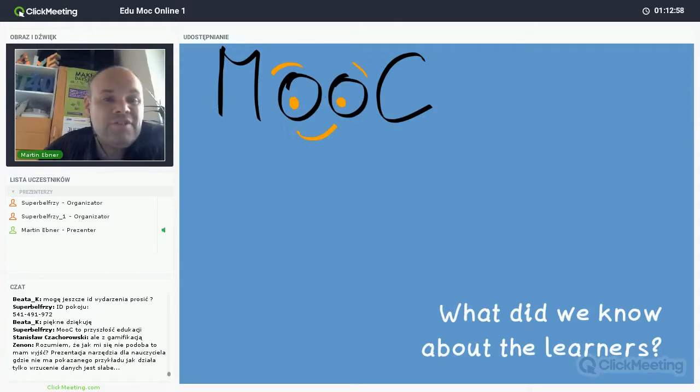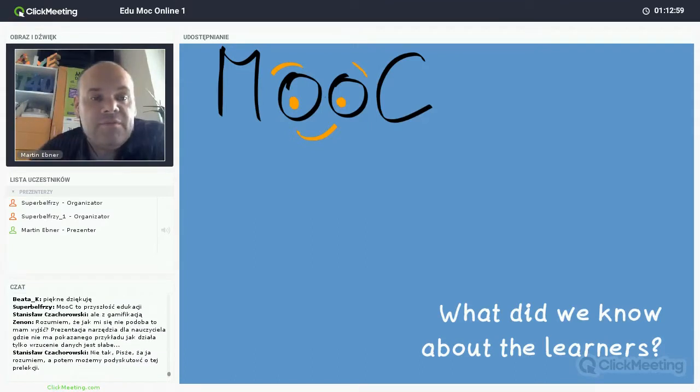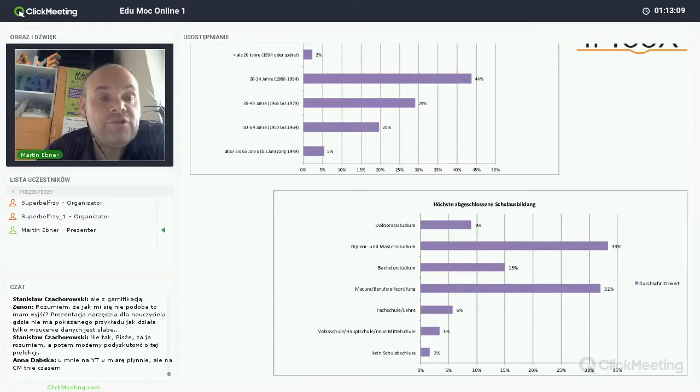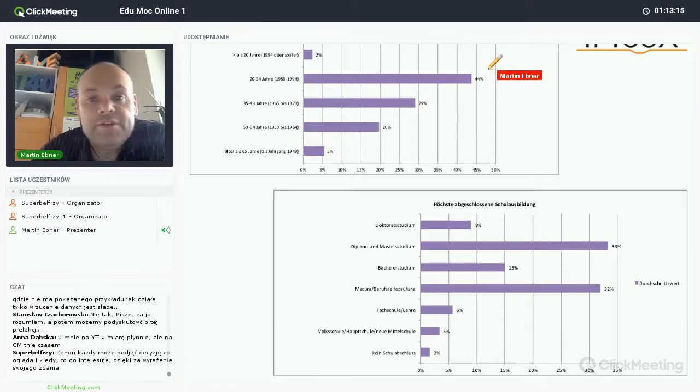Then the question is, what do we know about the learners? Who is learning in this kind of MOOC? It's also a very interesting question. We did a lot of questionnaires and surveys with participants to find out who they are. Sorry, the slide is in German, but I will translate. The first is the age of the participants.